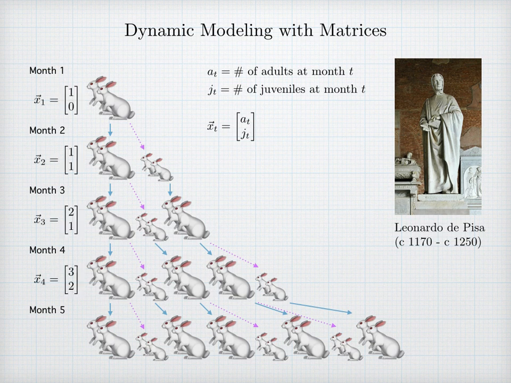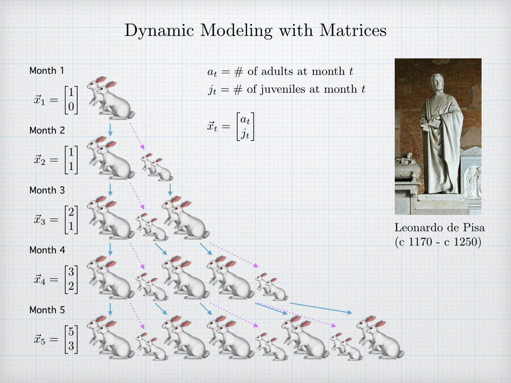So now we can go through each of the months. In the first month, we can see that we had 1 pair of adults and no juveniles. In the second month, we had 1 adult, 1 juvenile, so our vector was 1, 1. In month 3, we have 2 adults and 1 juvenile pair, so our vector is 2, 1. In month 4, we have 3 adults and 2 juveniles, and so our state vector is 3, 2. And in month 5, our state vector is 5, 3.